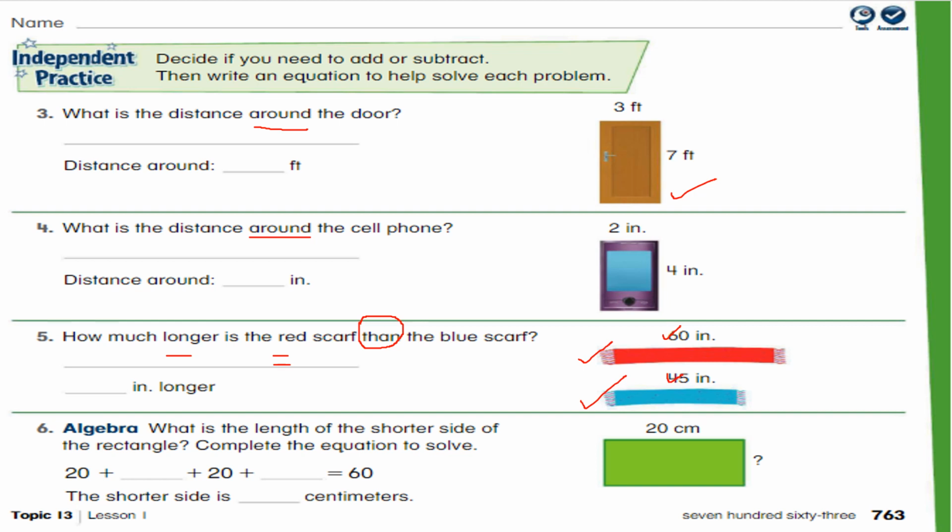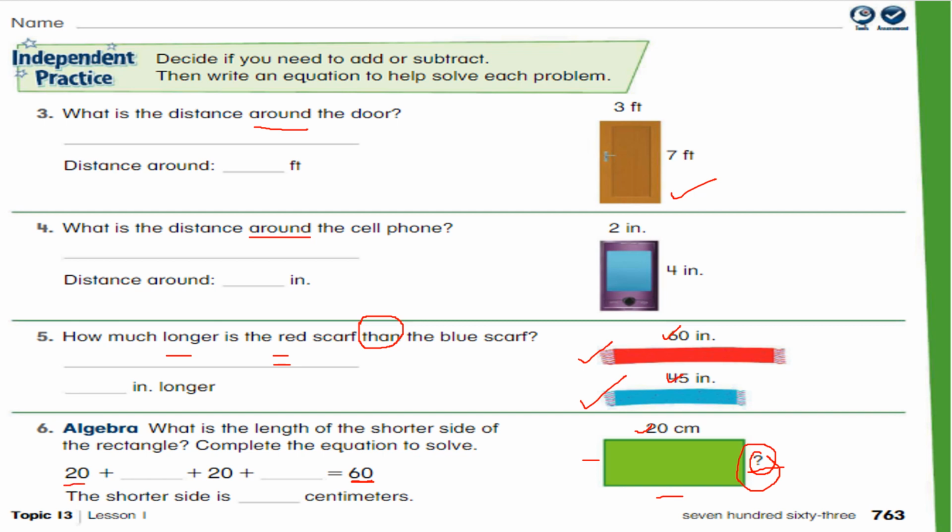Okay, then Question 6, algebra. What is the length of the shorter side of the rectangle? Complete the equation to solve. So only one side of the rectangle is given and the sum is given. That 20 plus this side plus again 20 and plus this side makes the sum of 60, but we don't know this side. We have to find out. So how can we do that?